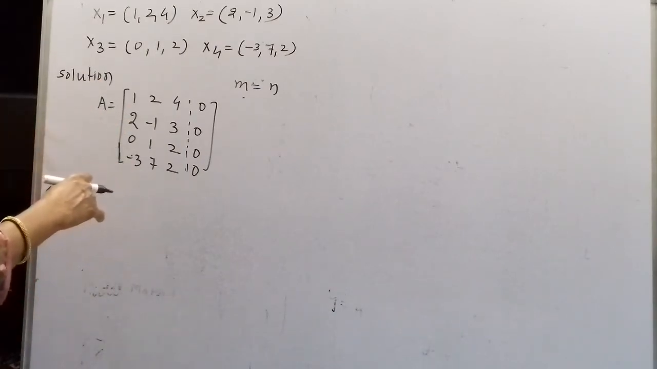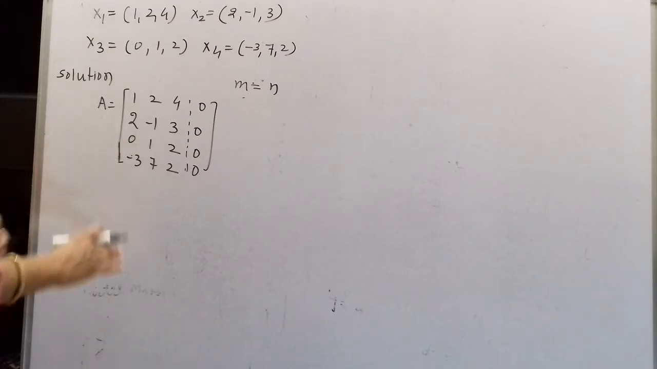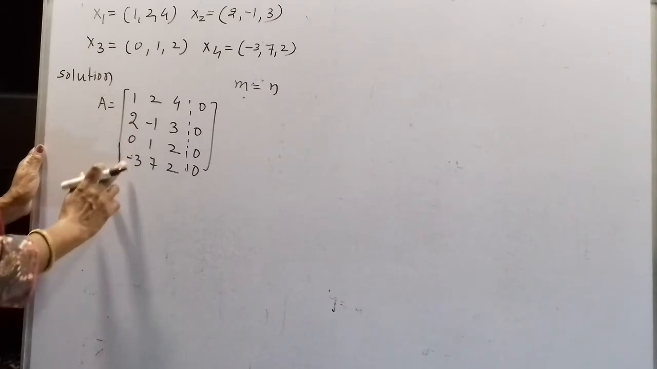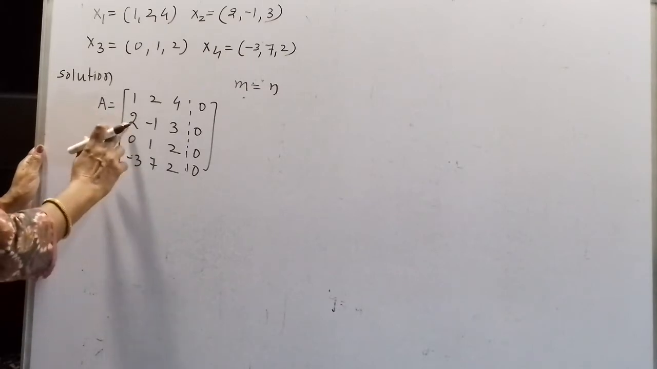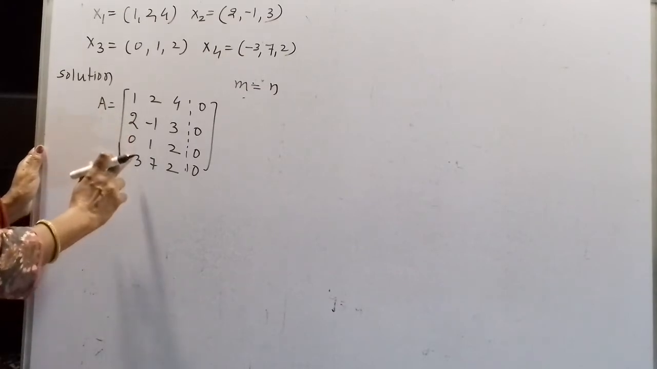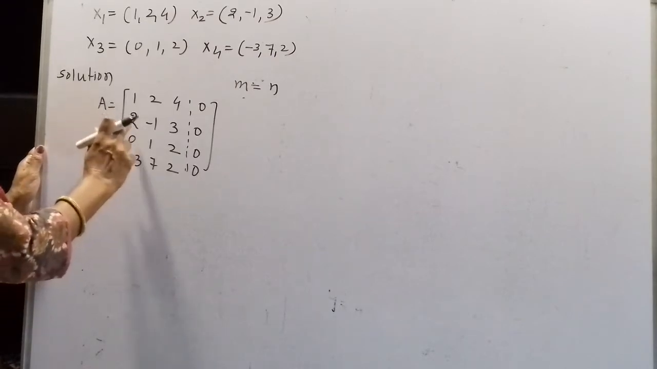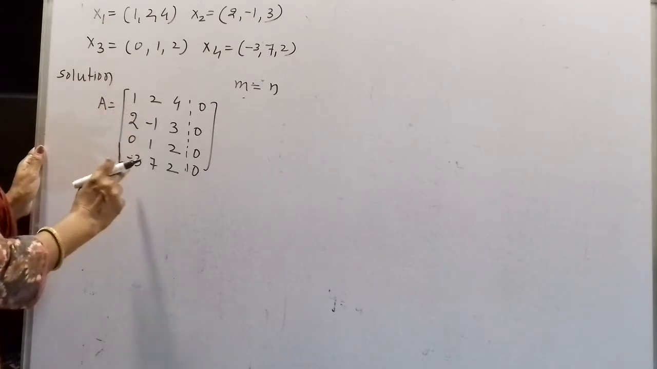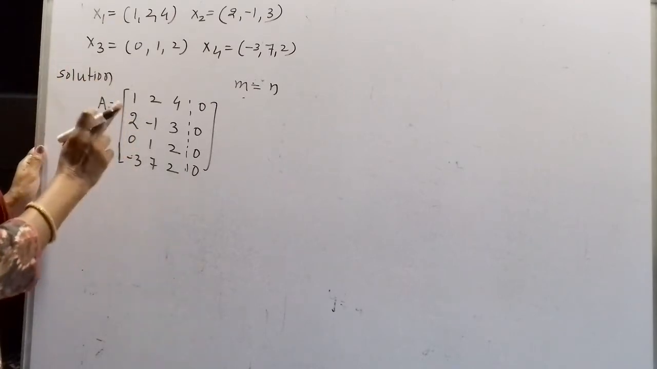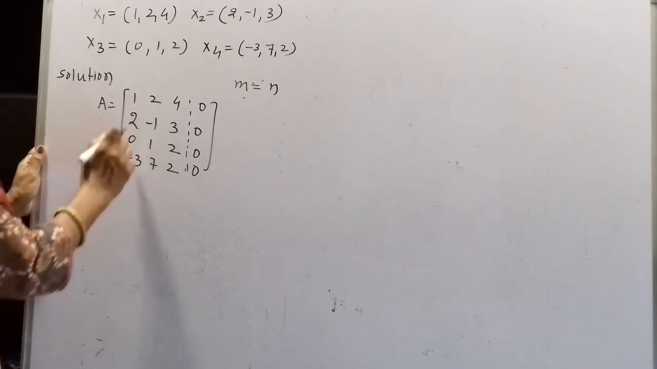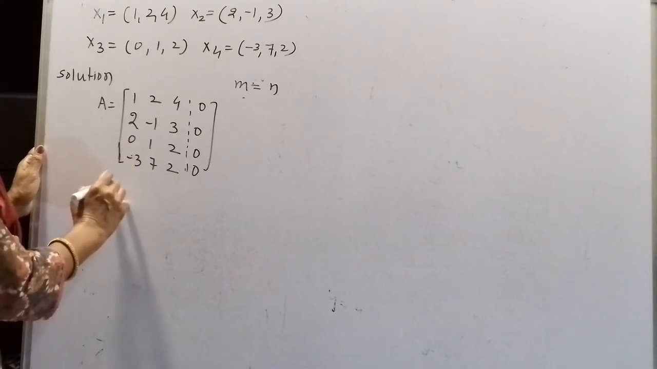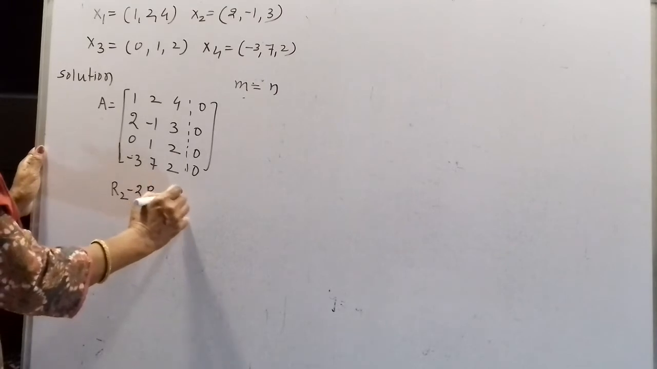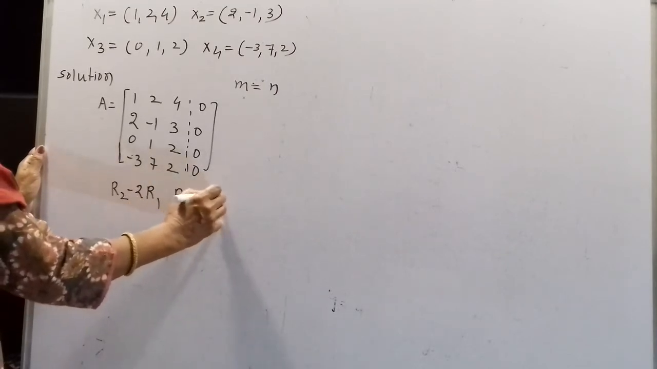To find the relation between them, we have to find the rank of matrix A. To find the rank of a matrix, we have to bring zeros in the first column. Here it is already 0, we have to bring 0 here also. For this, we bring zeros in the column using row operations with the first row. Here we use the operations R2 minus 2R1 and R3 plus 3R1.